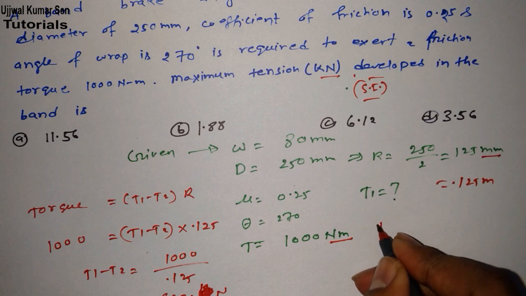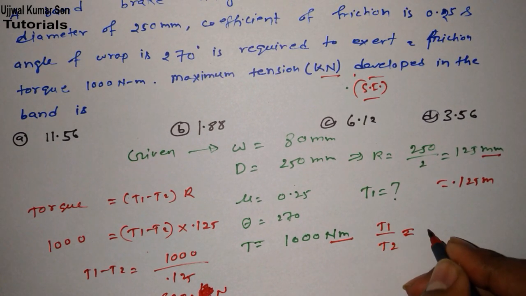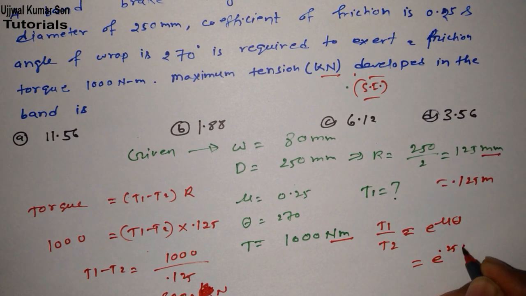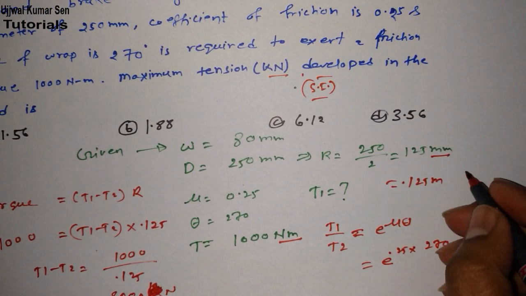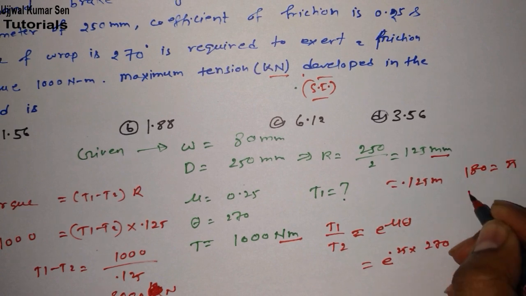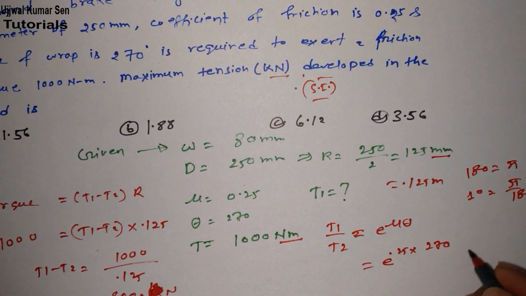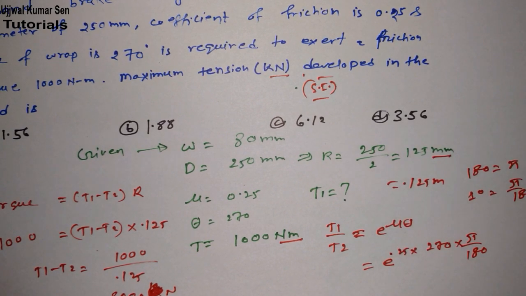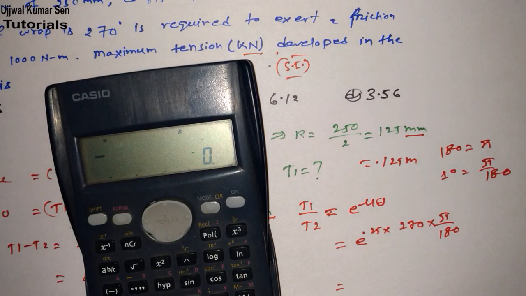Now therefore we know another equation, that is another formula, T1 by T2 is equal to e to the power mu theta. We know mu is 0.25, theta is 270, but we have to change this into radian. So we know that 180 is equal to pi, so 1 degree is equal to pi by 180. So 270, I have to multiply this by pi by 180, right? We can do this. So we have to solve this one.